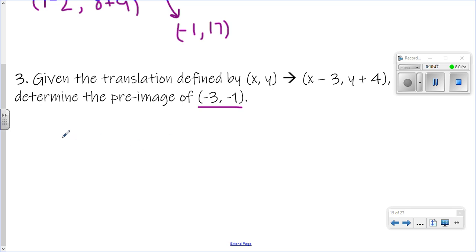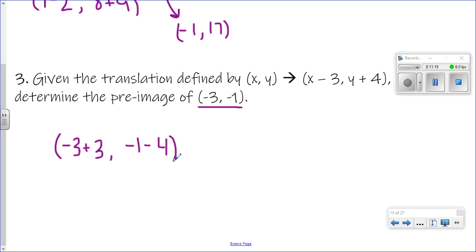So again, we take the x value, which is negative 3, and we're going to do the opposite operation. So this one said to subtract 3. So to go backwards, we need to add 3. And then we're going to do similarly for the y value. So the y value would be negative 1. And we're going to do the opposite. So here it said to add 4. So now we're going to subtract 4.